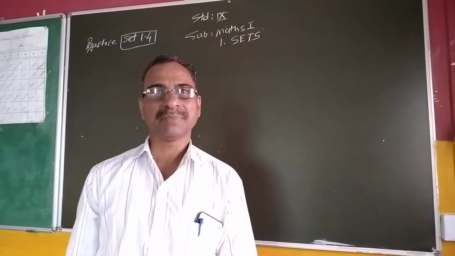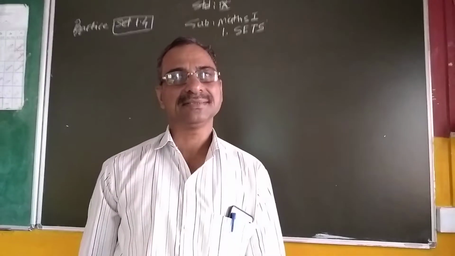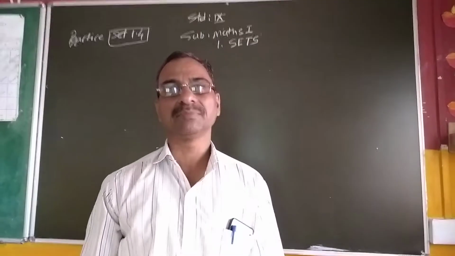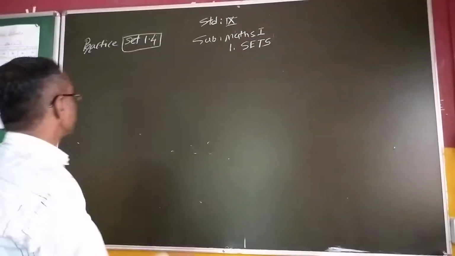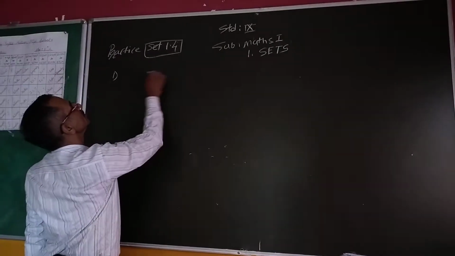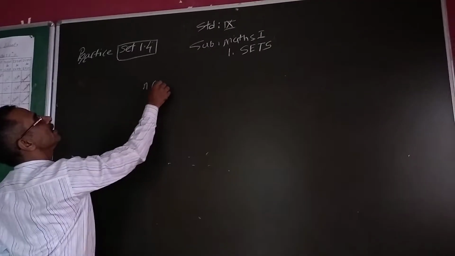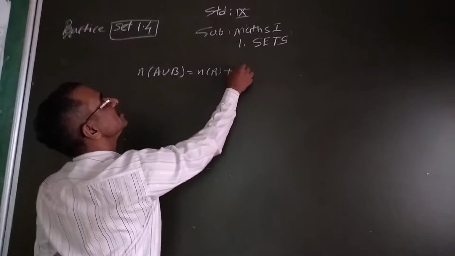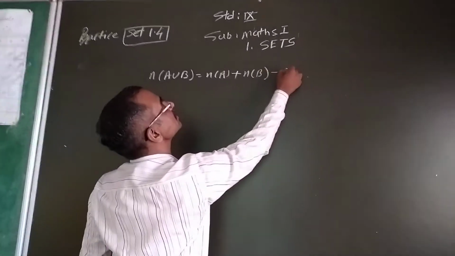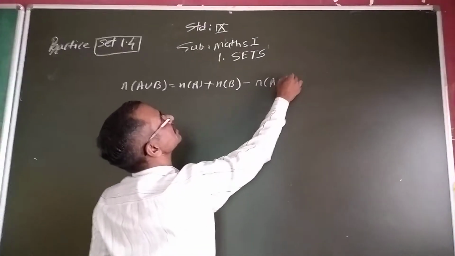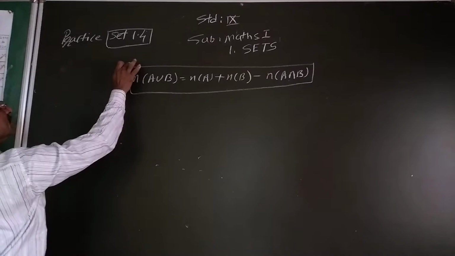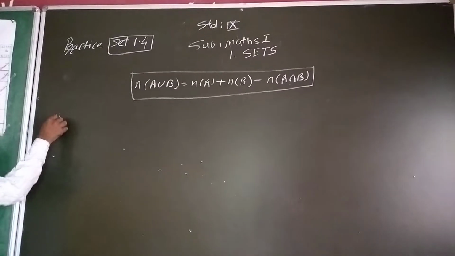Standard 9, subject maths first. Lesson number 1, sets. Out of them, we are solving the practice set number 1.4. First example. Before that, we use the rule: n(A union B) is equal to n(A), number of elements of A, plus number of elements of B, minus number of elements of A intersection B. We use this formula in solving the examples in 1.4.